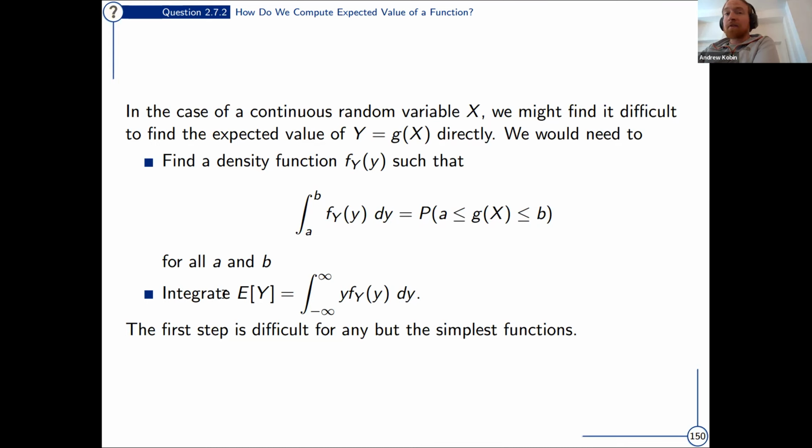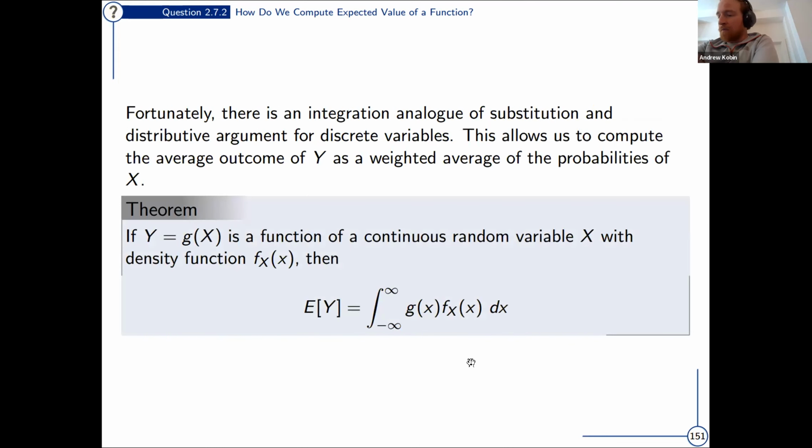But to compute the expected value, we'd have to integrate y times that function. And first of all, it might be difficult or impossible to write down a new density function for y. And on top of that, it also might be a difficult integral computation. We might have to approximate or something. So how do we get around this? Well, let's use the other formula where we add up over the states in capital X.